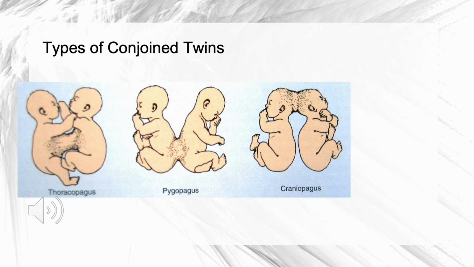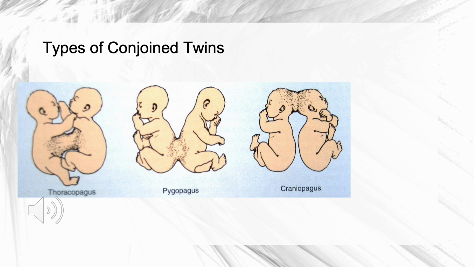In symmetrical or equal conjoined twins, there are two well-developed babies. But in asymmetrical or unequal conjoined twins, there is a small part of the body that is duplicated, or an incomplete twin is attached to a fully developed twin.